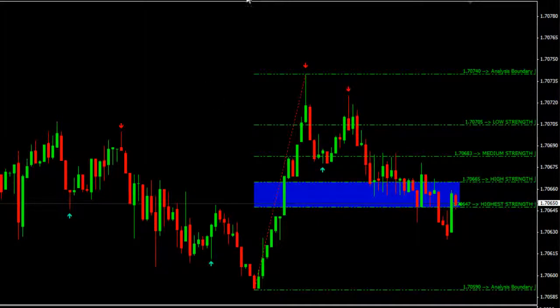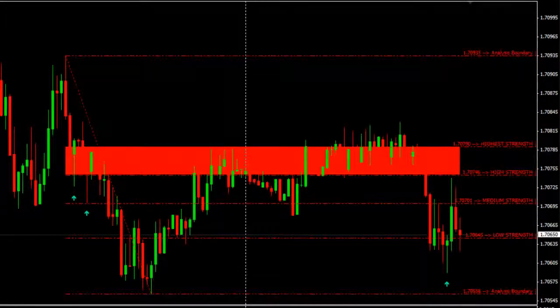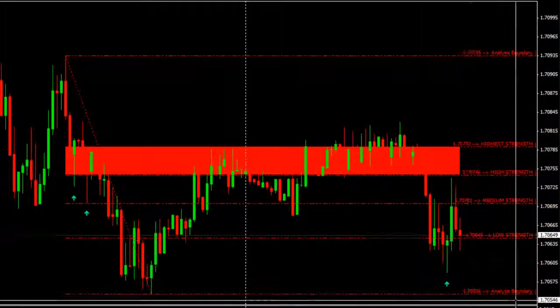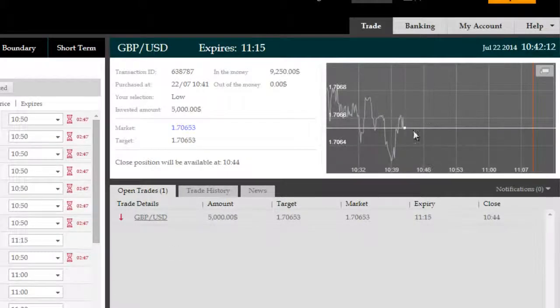If we win this trade, the net profit on the trade will be 4,250, and we'll come back to you shortly here just before expiry or at expiry to show you how this trade transpired. Stay tuned.